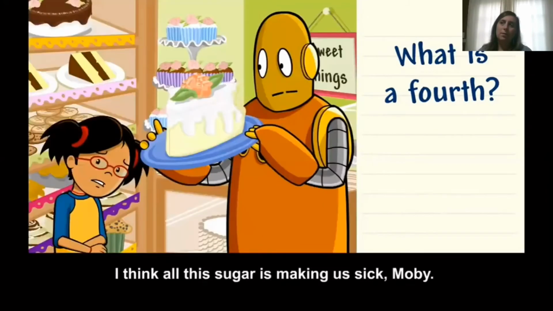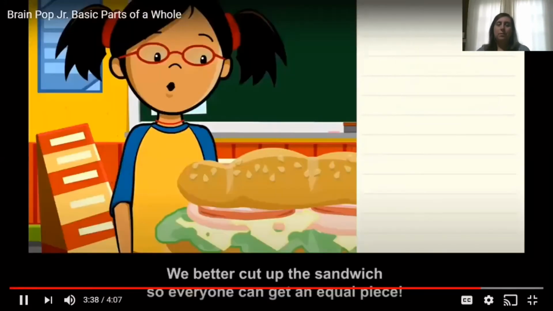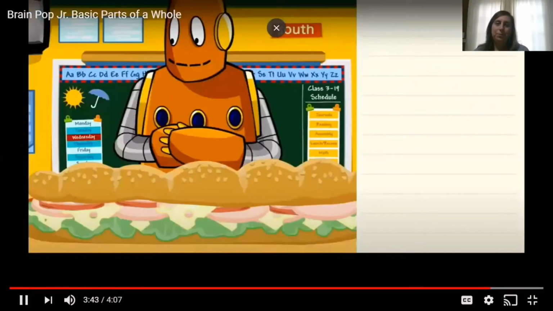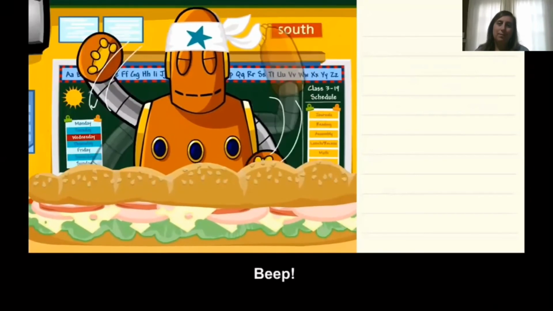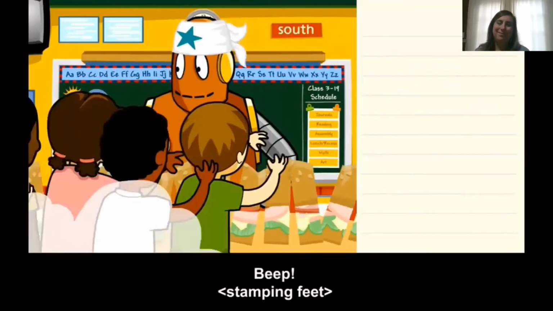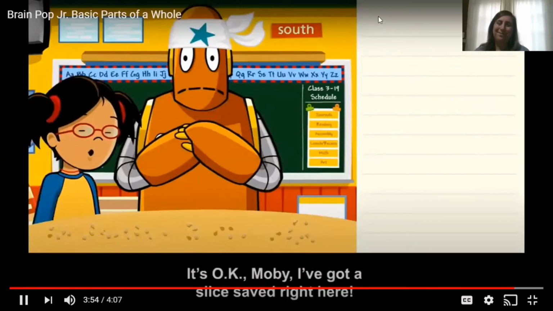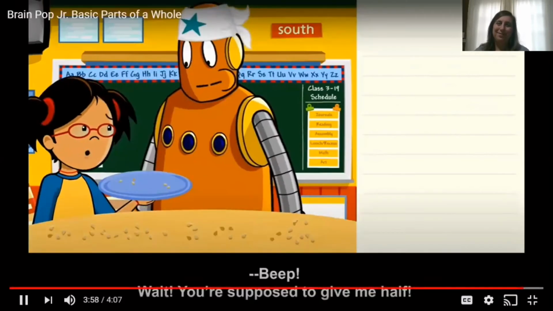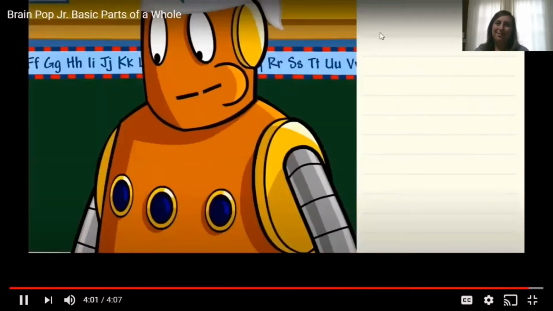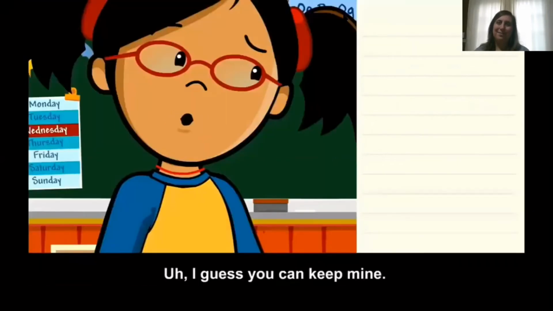I think all this sugar is making us sick, Moby. We better cut up the sandwich so everyone can get an equal piece. It's okay, Moby. I've got a slice saved right here. Wait, you're supposed to give me half. I guess you can keep mine.